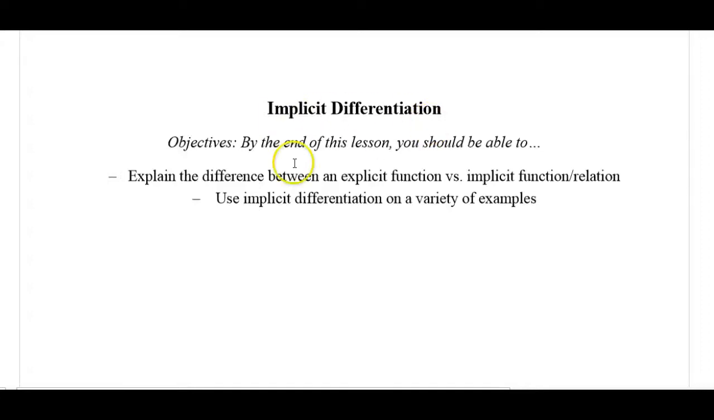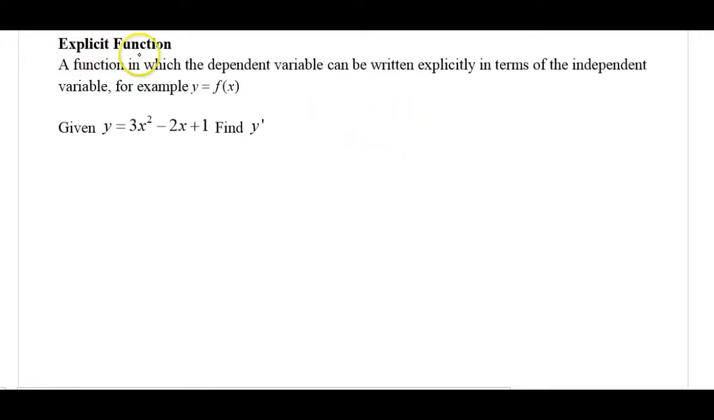Implicit differentiation. Let's start by defining an explicit function. An explicit function is a function in which the dependent variable can be written explicitly in terms of the independent variable. So for example, we're used to seeing explicit functions of the form y equals f of x. So the variable y is the dependent variable because it depends on whatever is substituted into this value of x. So x is the independent variable.